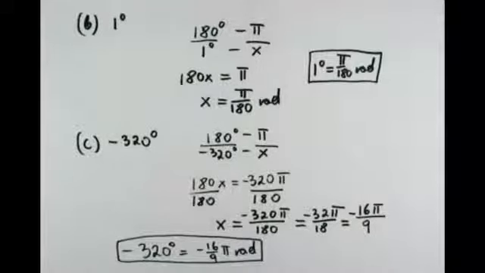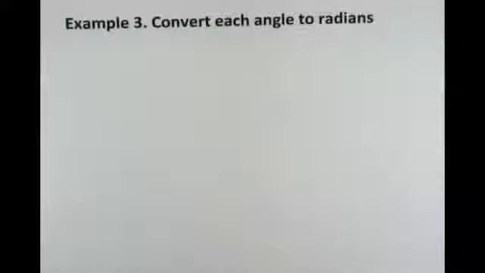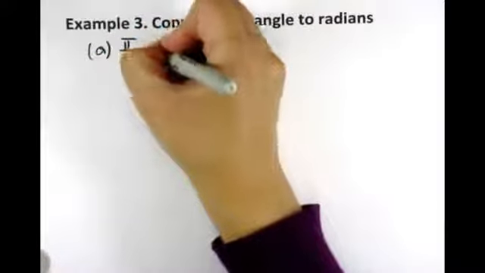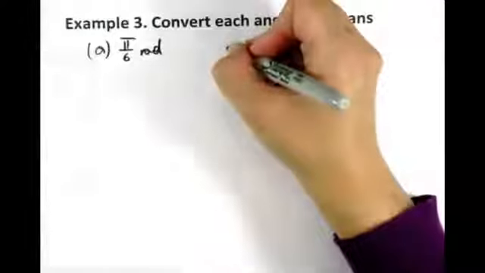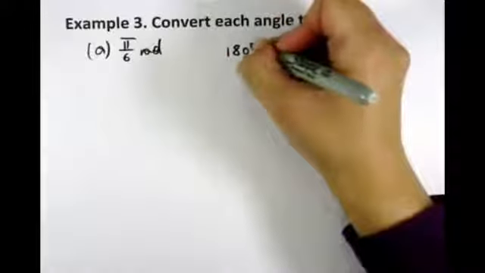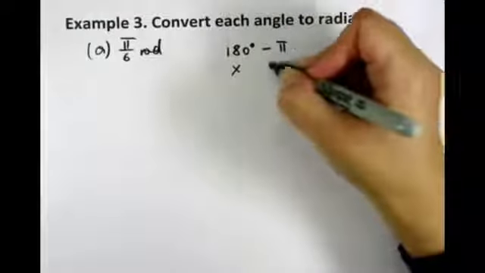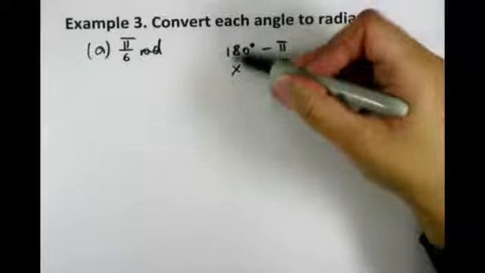Now we would like to convert from radians to degrees. We use the same proportion. Convert each angle to degrees. So we have A. Let's convert pi over 6 radians. 180 degrees is my pi radians. Now, I don't know how many degrees pi over 6 radians is. On one side radians, on the other degrees.